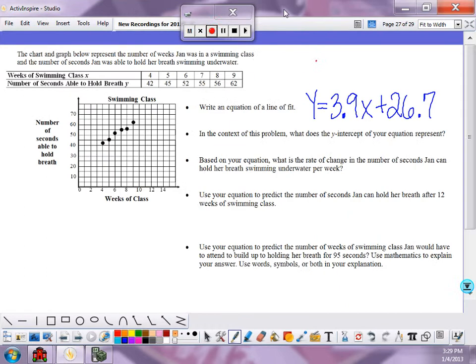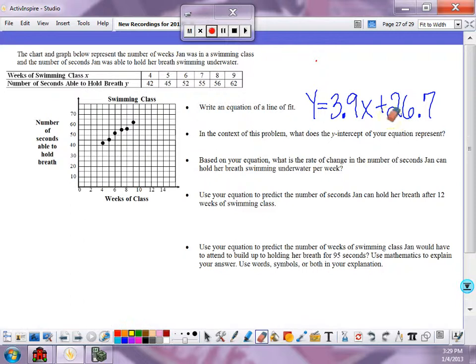So in the context of the problem, what does the y-intercept mean? So what they're asking is, in the context of the problem, what does that number mean? So the y-intercept is always like the starting number. So in this case, the y-intercept, you're stealing the words from the y. It's the number of seconds that she can hold her breath when she starts. Okay, so when she starts swim lessons, this is what she starts at.